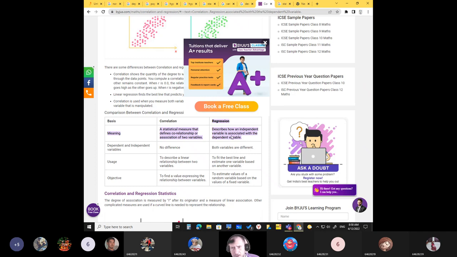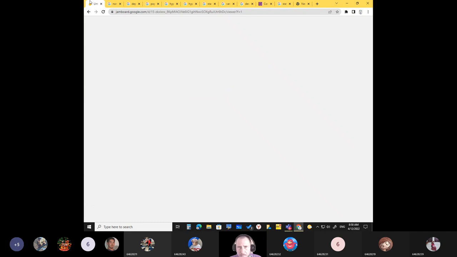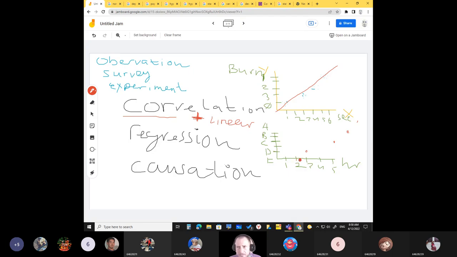So regression describes how an independent variable is associated with a dependent one. The strength of the relationship, they can measure it. Some things are connected, but very weakly. For example, you need to do a lot of this to get a little bit of that, right? You need to study 10 hours to get a little bit of increase.